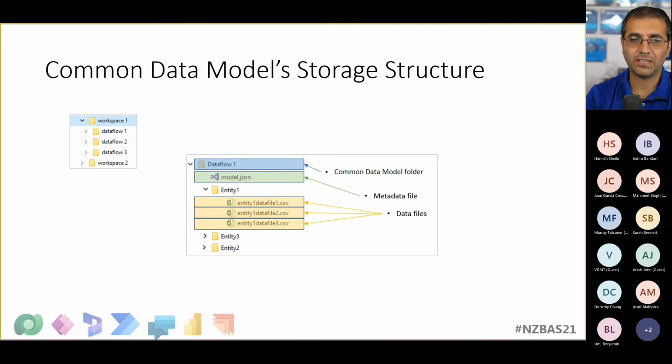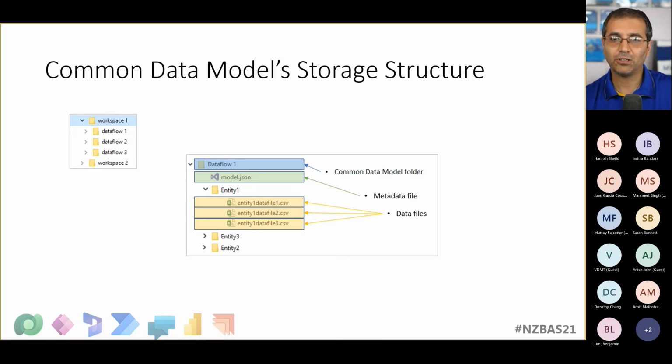That structure includes subfolders. You have one folder for every workspace, or let's say environment, and then one subfolder for each data flow. And in each data flow, you also have subfolders for each entity. In each entity, you might have multiple CSV files for that entity. That is how it works.